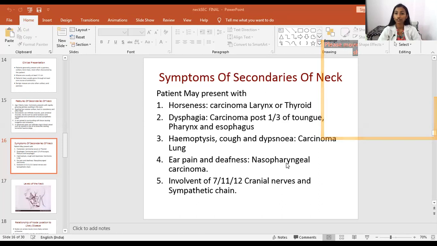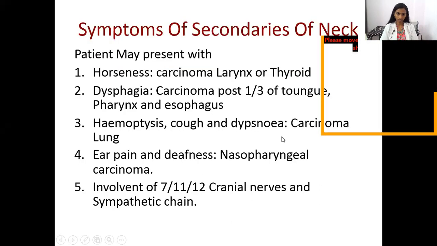So in case of nasopharyngeal carcinoma, again, the patient may present with ear pain and deafness, and there can be involvement of the 7th, 11th, 12th cranial nerves and the sympathetic chain, normally in head and neck tumors. So these are the symptoms with which the patient could present. This can also help you to think about what the tumor could be.